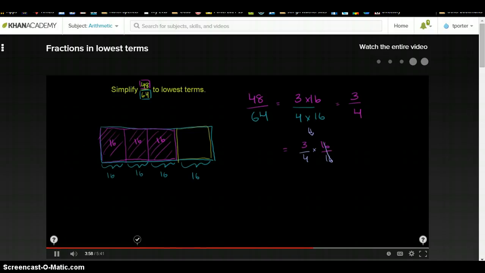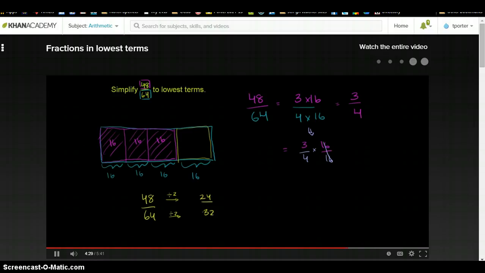Let's say we started off with 48 over 64. Now the key thing to remember with any fraction is that whatever you do to the numerator, you have to do to the denominator. So if we divide the numerator by 2, we also have to divide the denominator by 2. We know that these are both divisible by 2, they're both even, so that would get us to 24 over 32.